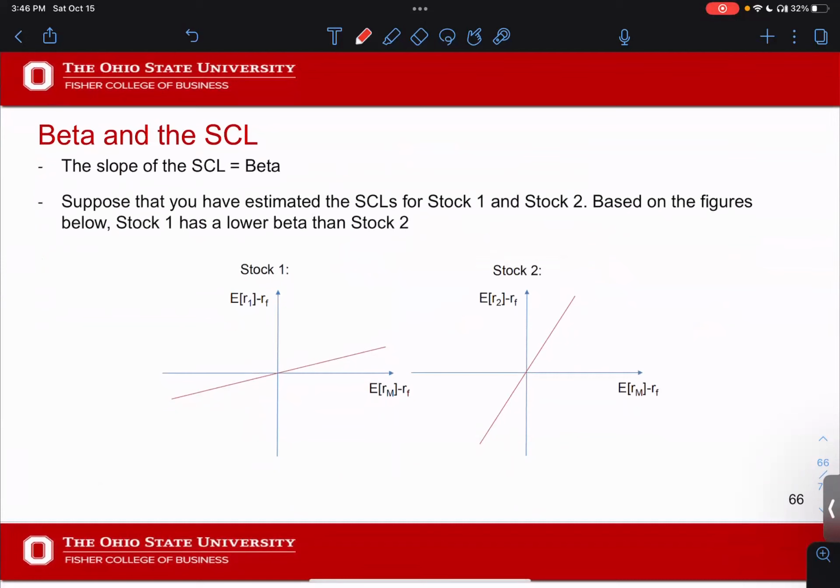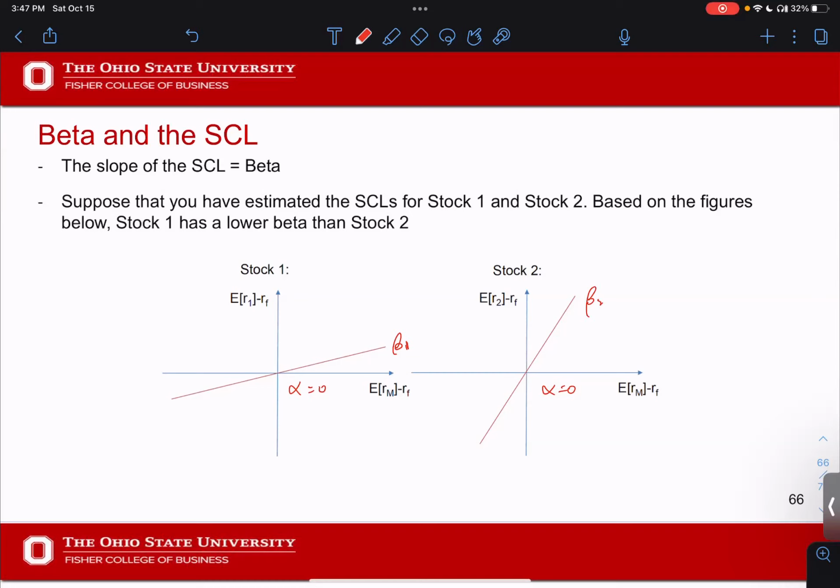Suppose you have two stocks. Here, the two stocks are very nice. They both have alpha equal to 0 because they cross the origin. But you can see the slopes are very different. For stock 1, the beta or the slope is much flatter than the slope of stock 2.